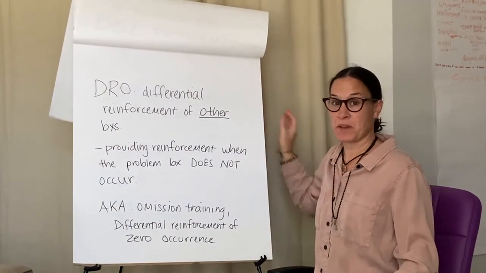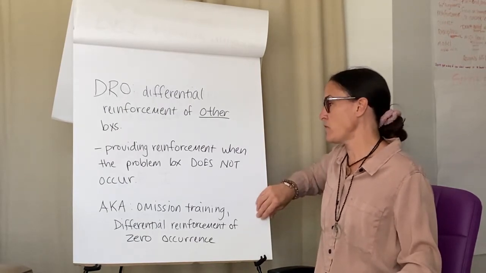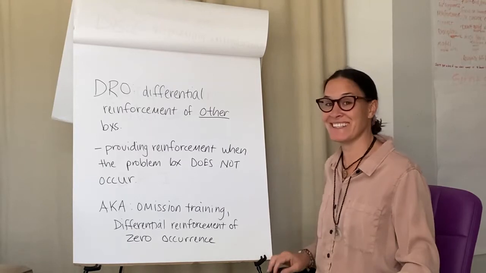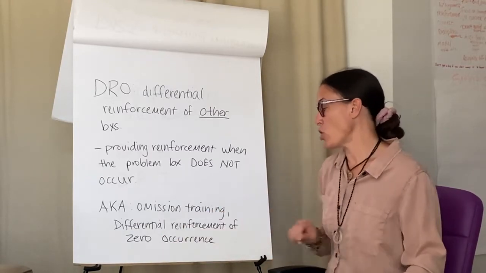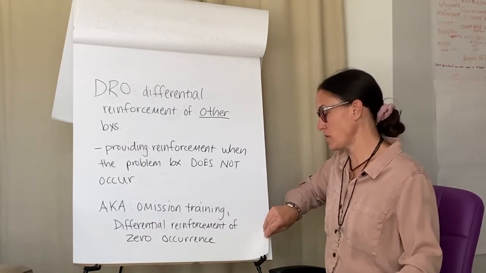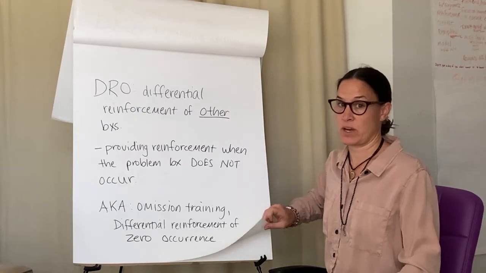DRO, differential reinforcement of other behaviors, providing reinforcement when the problem behavior does not occur. It is also known as omission training or the differential reinforcement of zero occurrences of behavior. Okay, keep that in mind.